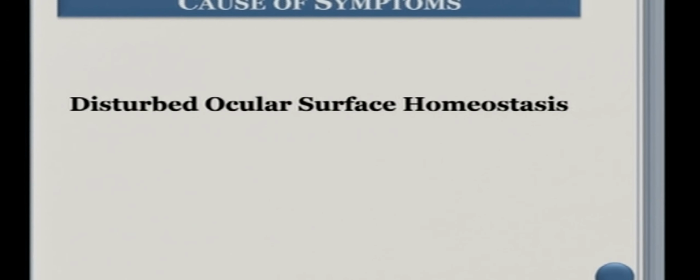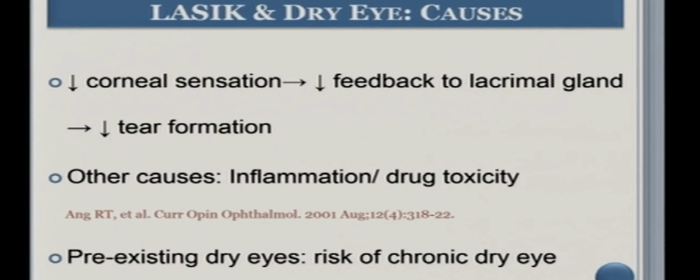So what is the major factor that causes these symptoms? The major factor is that all these symptoms are ocular surface related. So there is something wrong in the ocular surface homeostasis. And what people have found out is that this disturbed ocular homeostasis is basically because of inadequate ocular surface hydration.